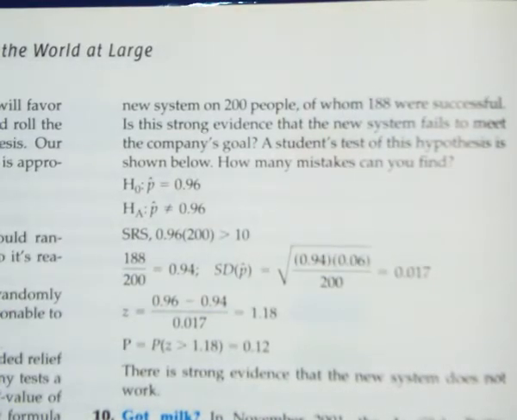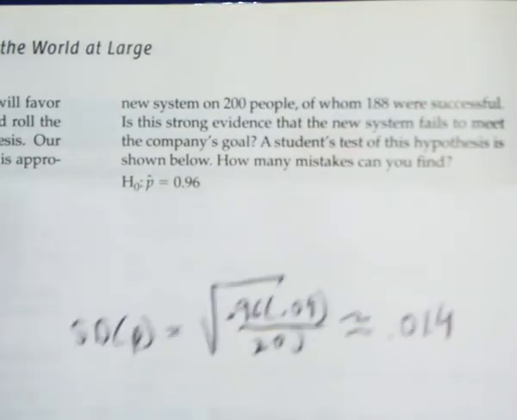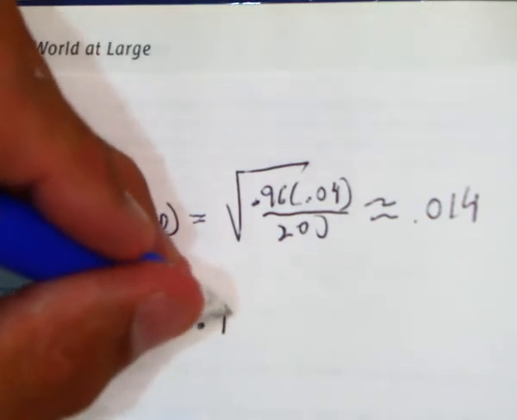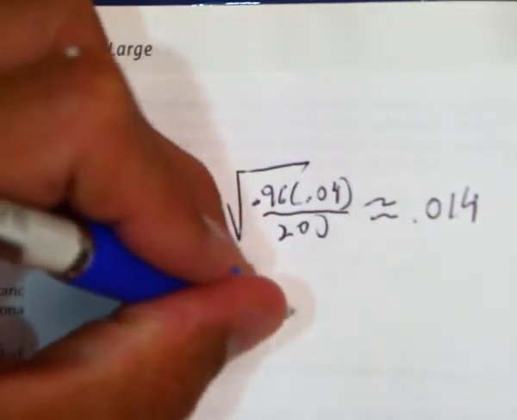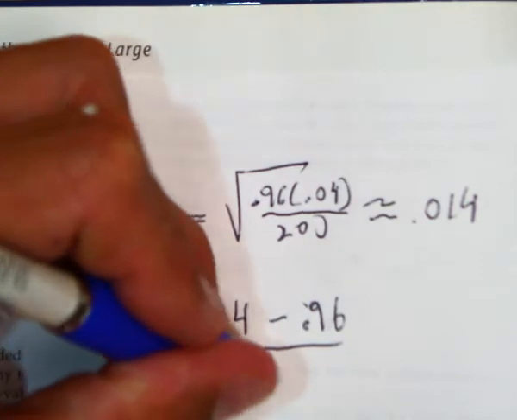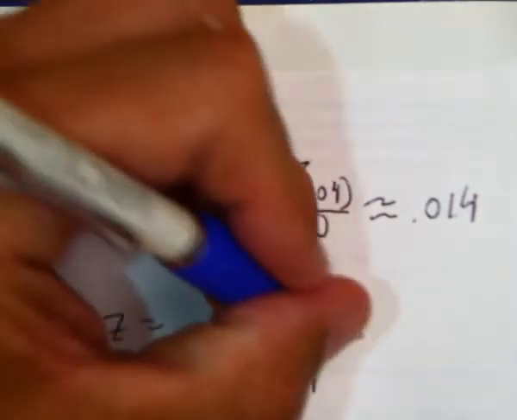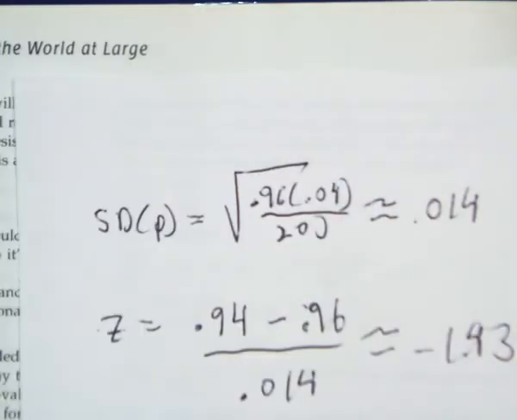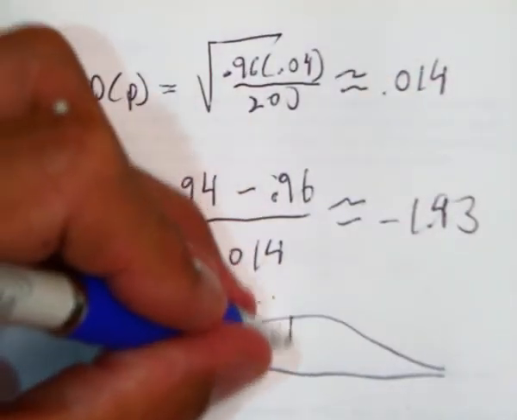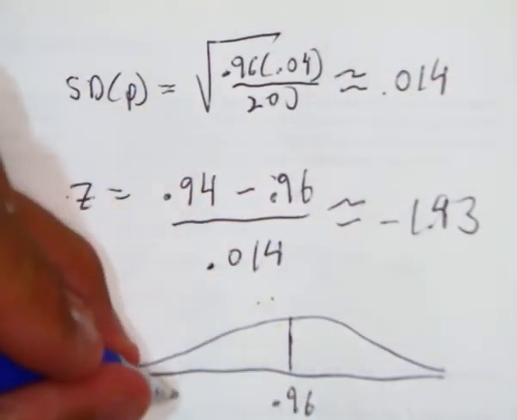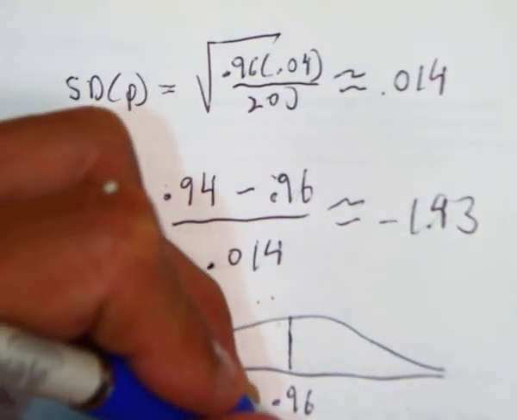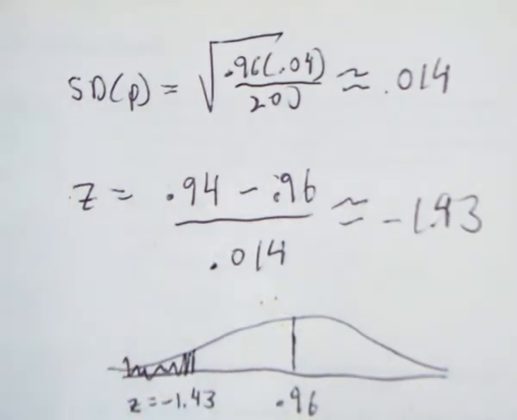So then z should be 0.94, which is p hat minus p over the square root of pq over n, which is 0.014. And if we do that, we get about negative 1.43, right? Then p is 0.96 and negative 1.43 is over here. This is z equals 0, and we should be finding that area, right?